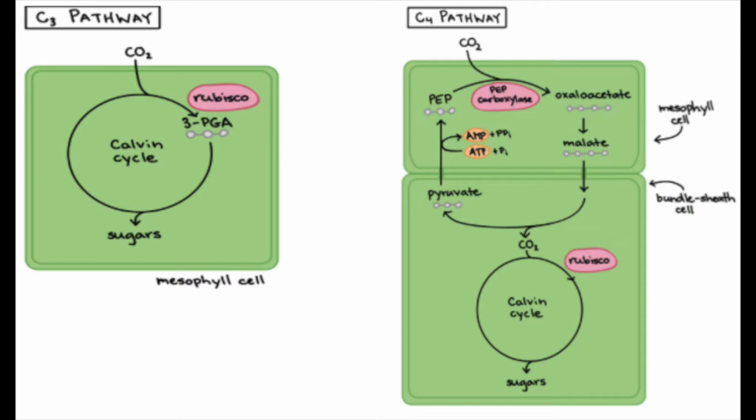First, atmospheric CO2 is fixed in the mesophyll cell to form a simple 4-carbon organic acid. This step is carried out by a non-Rubisco enzyme, PEP carboxylase, that has no tendency to bind to O2. This 4-carbon organic acid is then converted to a similar molecule, malate, that can be transported into the bundle sheath cells. Inside the bundle sheath, malate breaks down, releasing a molecule of CO2. The CO2 is then fixed by Rubisco and made into sugars via the Calvin cycle, exactly as in C3 photosynthesis.